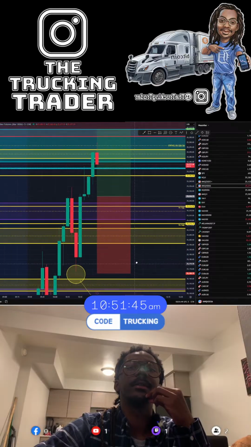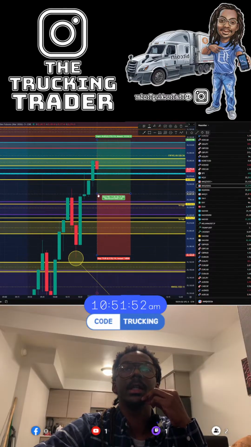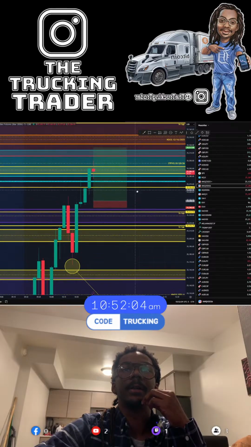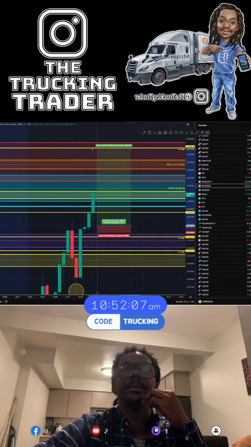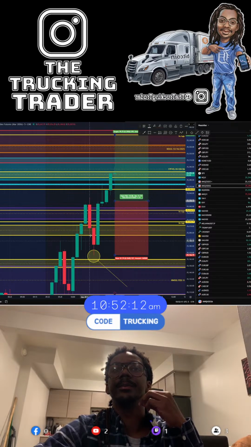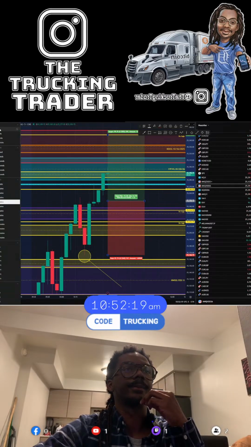Just to be safe, this is going to be the safest stop loss to use. But for me, when the market is going in one direction very aggressively, sometimes I will use this gap right here as a stop loss. I can either use the bottom of the gap or the top of the gap as a stop loss. But the safest thing to do is to use this order block down here. Use the swing low of this order block as a stop loss.